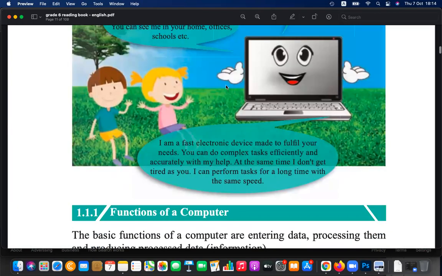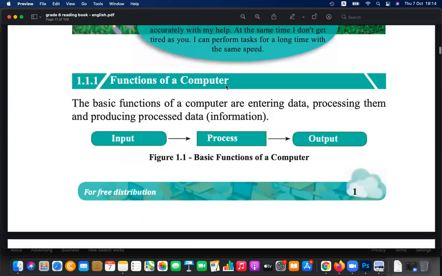Importance of computers. Under importance of computers, we discuss the functions of computers, where the computer takes input from the outside world, processes it and produces output. Actually, input is mostly data, unstructured data.